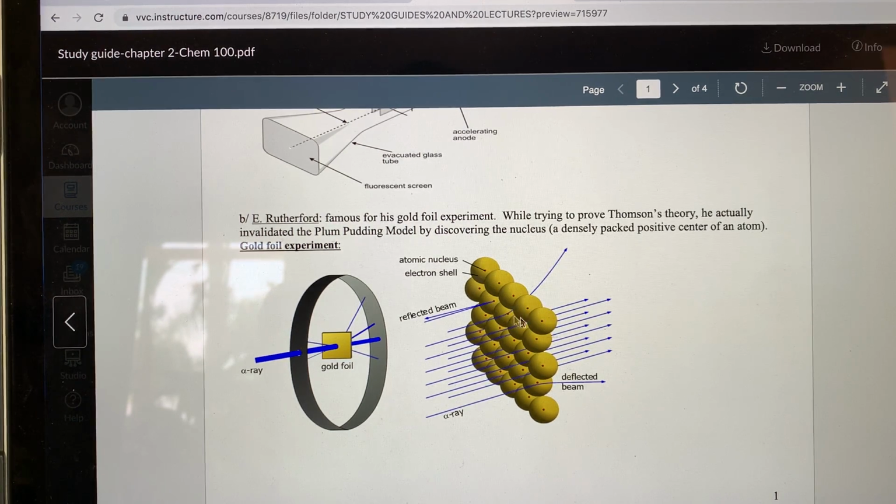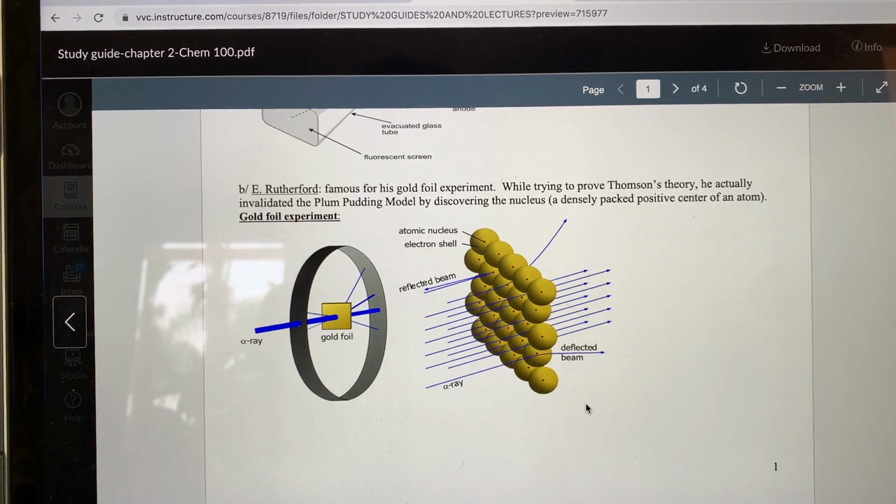So you can see here each sphere is an atom with a red dot in the center. That's the nucleus, and the electron cloud. The electron cloud is basically empty space, and that's why the alpha rays can go right through. Only the ones that hit right in the center, which is the nucleus, get reflected, or the ones that hit on the side get deflected.